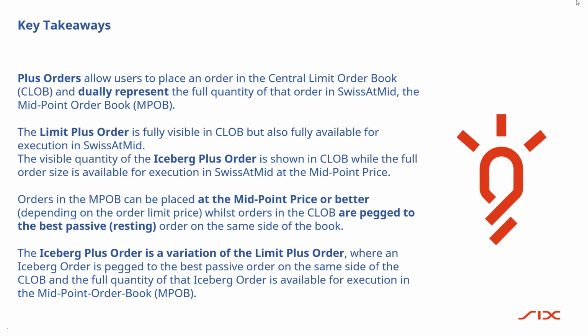Orders in the midpoint order book can be placed at the midpoint price or better, depending on the order limit price, whilst orders in the central limit order book are pegged to the best passive, resting, order on the same side of the book. The Iceberg Plus order is a variation of the Limit Plus order, where an Iceberg order is pegged to the best passive order on the same side of the central limit order book, and the full quantity of that Iceberg order is available for execution in the midpoint order book.